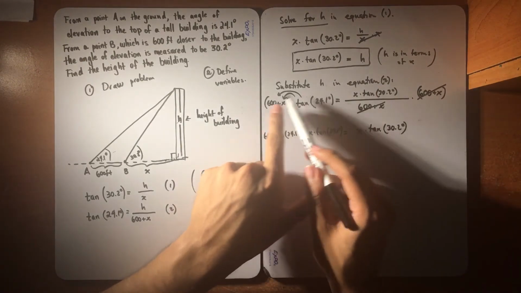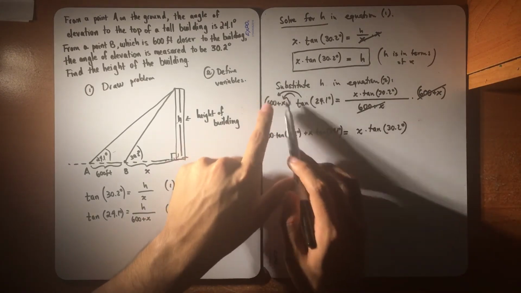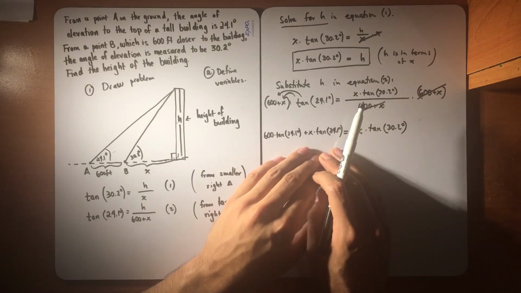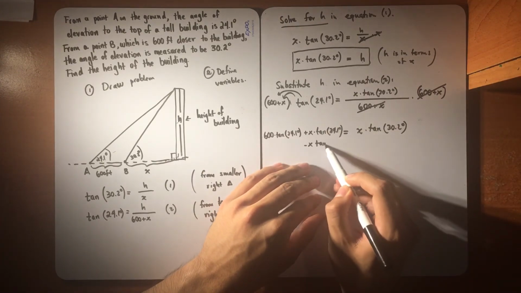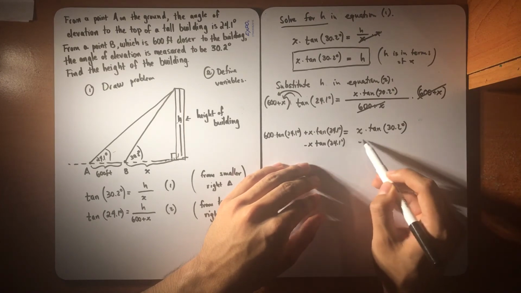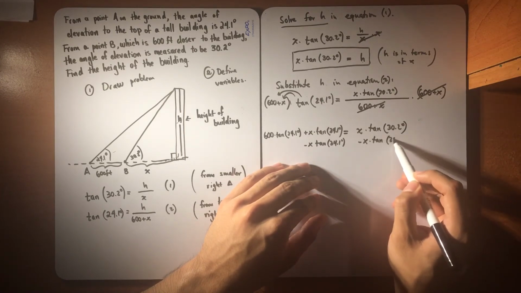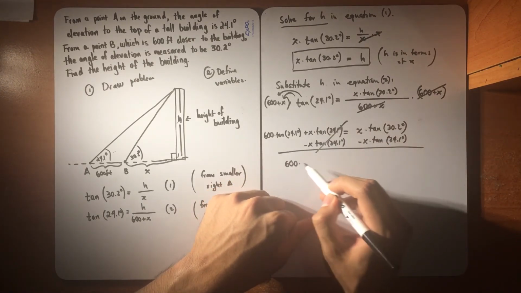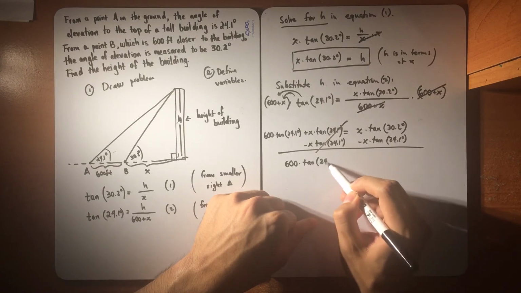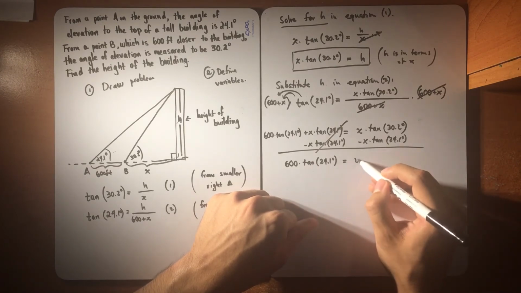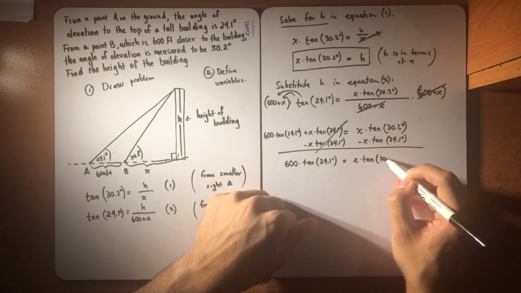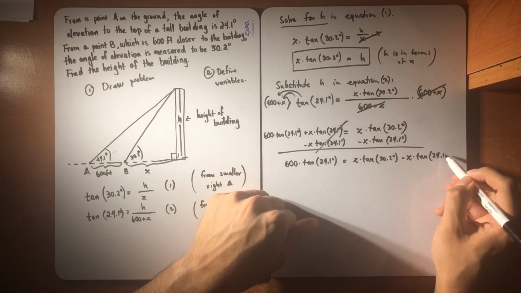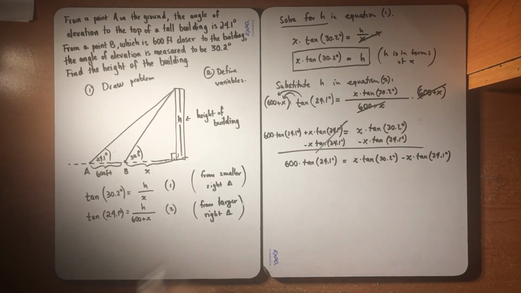Now after I distributed the tangent, the parentheses are gone. And what's the goal here? I want to get x, right? So now I can subtract x tangent of 24.1 on both sides. And if you notice, I haven't plugged anything into my calculator yet. I've left everything in its exact form. I'm going to use my calculator at the end. It's good practice to keep everything intact. So this is what I have at the moment.